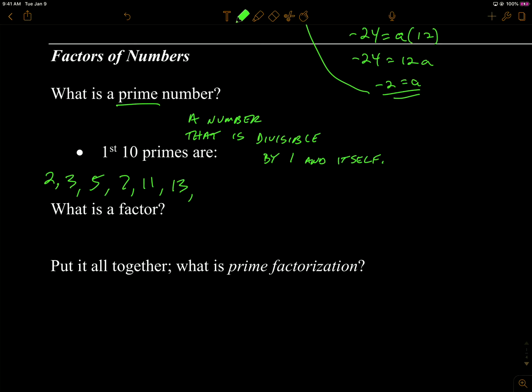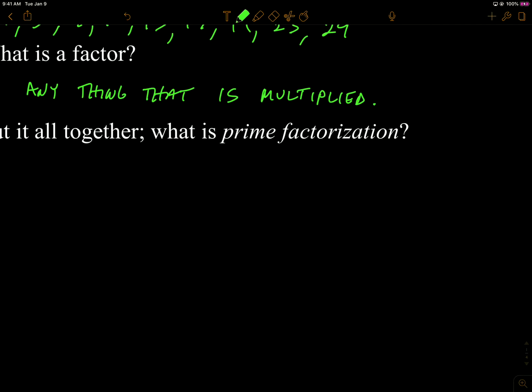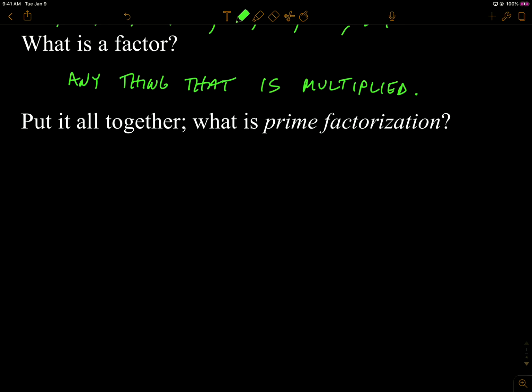Okay, welcome back. So then the other ones you should have had are 17, 19, 23, and 29. Those are the first 10 prime numbers. What is a factor? A factor is anything that is multiplied. Remember, the product is when you multiply a bunch of stuff together. Each one of those things, each part of the product, is called a factor.